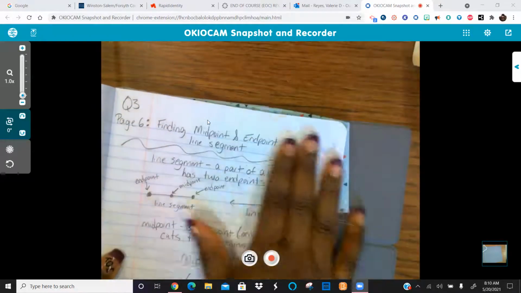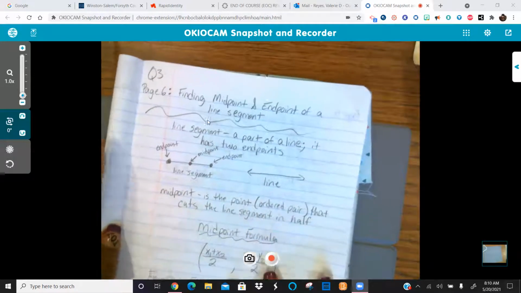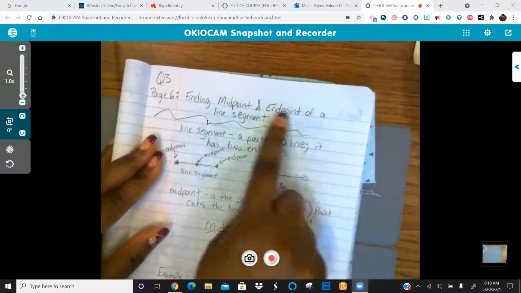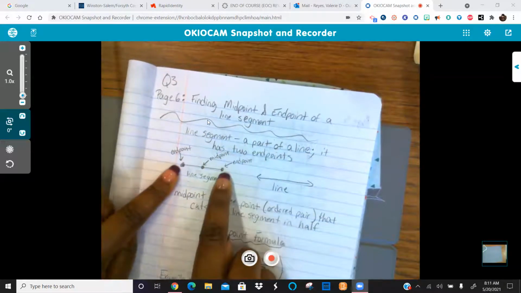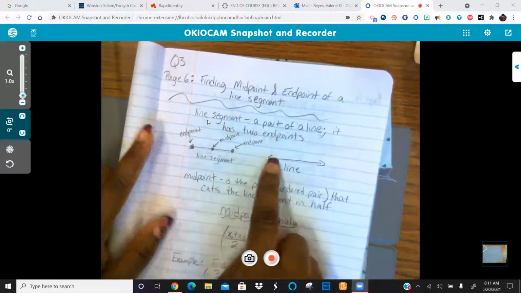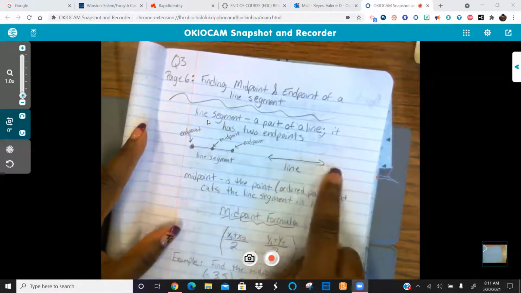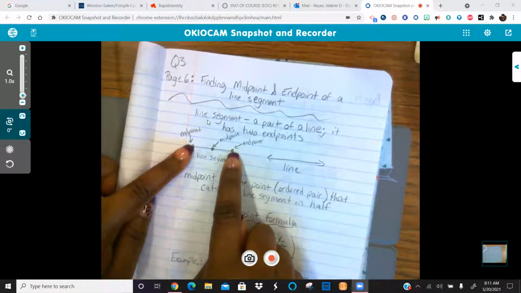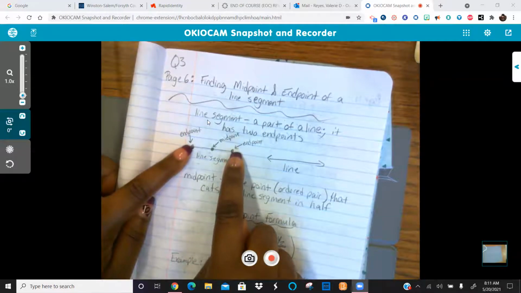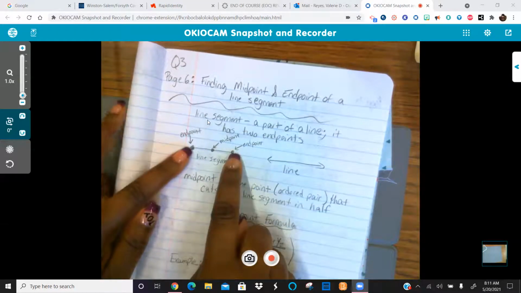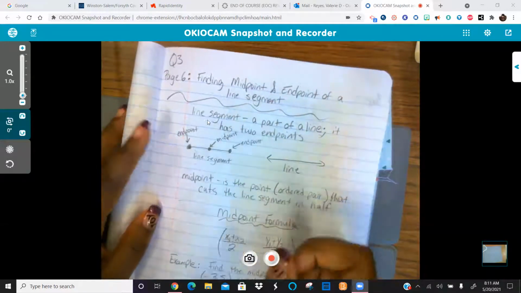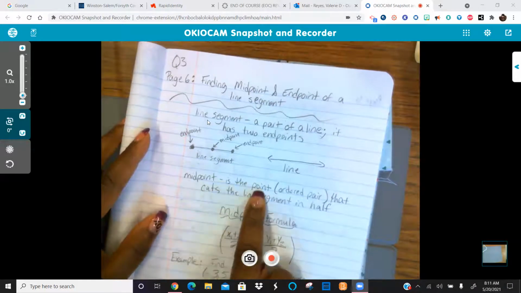Okay. Finding the midpoint and endpoint. Okay, do not forget that a line segment is a part of a line. It has 2 endpoints. This is a line segment here. It has 2 endpoints. A line, by definition, just continues without end. So we're talking about a line segment when we're talking about finding the midpoint. So you got 2 endpoints, and the midpoint is going to be the point that's in the middle between the 2 endpoints. Okay, so your midpoint is the point that's in the middle.